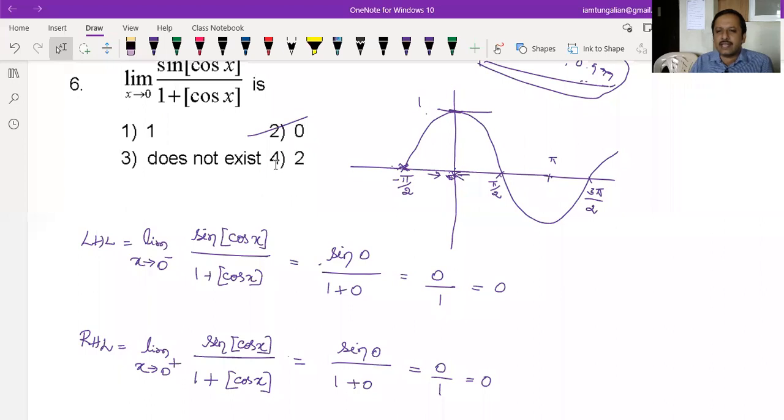Then if you look at the right hand limit, when x approaches 0 from right side, look at the graph here. At 0, cos x is equal to 1. After 0, it is just less than 1. Cos x is just less than 1. Okay. Therefore, since cos x is just less than 1, step of cos x will be equal to 0. Hence, on simplification, this will also give you 0. Left hand limit is 0, right hand limit is 0. Hence, the value of this limit is equal to 0.